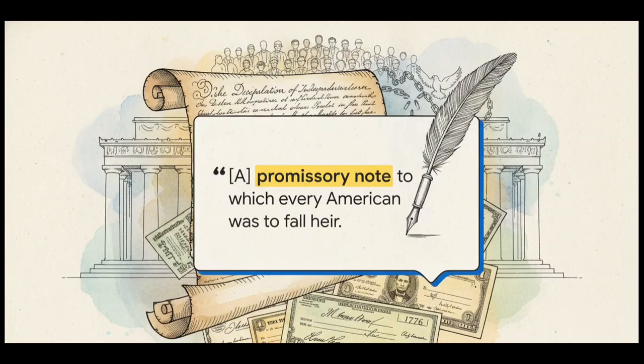I absolutely love this quote. In 1963, Martin Luther King Jr. brilliantly used the founders' own words to expose the hypocrisy of segregation. Standing in front of the Lincoln Memorial, he referred to the Declaration of Independence as a promissory note to which every American was to fall heir. He demanded that the nation finally cash the check written in 1776, proving that those founding ideals still held immense power to drive social change.